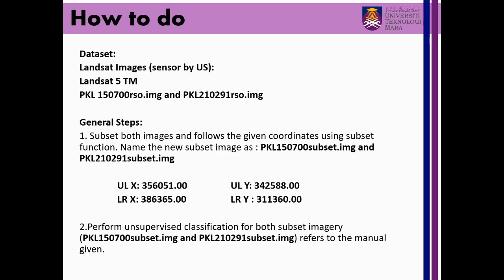Okay, so this is what you will do in Lab 4. You will be given 2 datasets, and the first step is to subset both images based on the coordinates given here. The second step is to perform unsupervised classification for both subset images. By the end of the process, you will have 4 output classification images, which are 2 from the k-means method and another 2 from the isodata method. Refer to the manual given here as well as the video lab session.